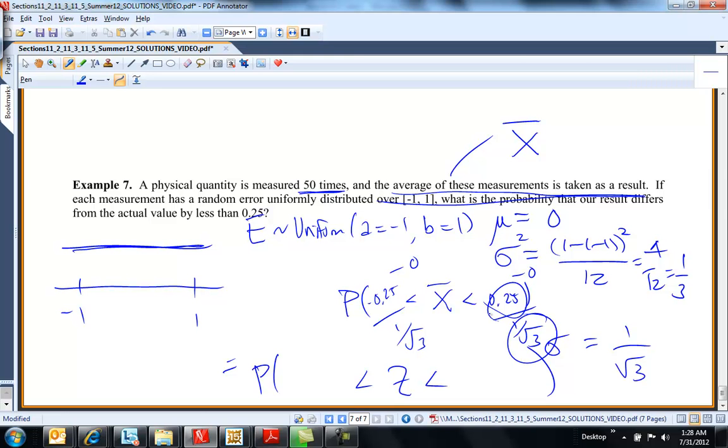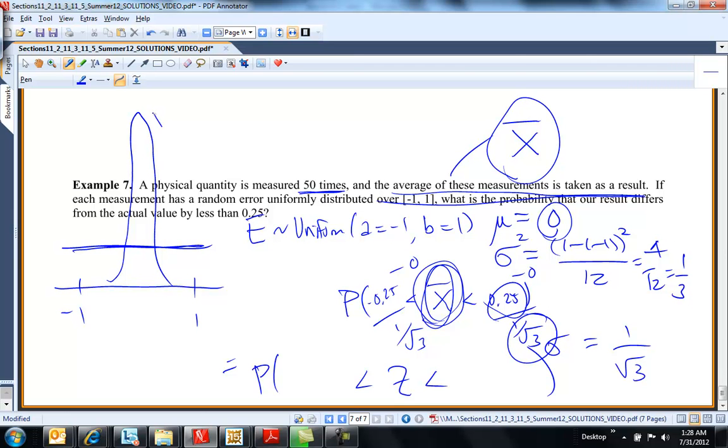Again, what I want you to see is that X bar, this distribution, is normally distributed. In this case, I'm talking about the average, so the mean should be the old mean. And the distribution of X bar for 50 error terms averaged together would be very tight now, because it's the average of 50 of them. So I hope this makes sense.